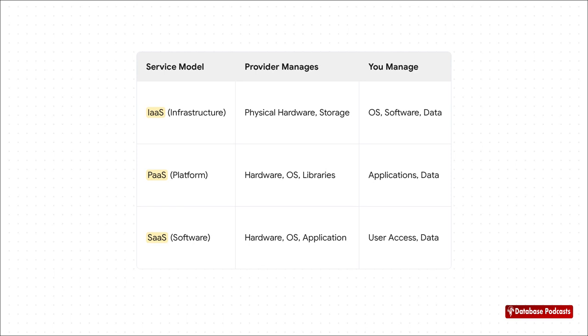Now, move up a level and you get Platform as a Service, or PaaS. Here, the provider manages the hardware and the operating system. They're giving you a ready-to-go platform so you can just deploy your applications without worrying about system patches or all that stuff. And finally, at the top, you have Software as a Service, or SaaS.